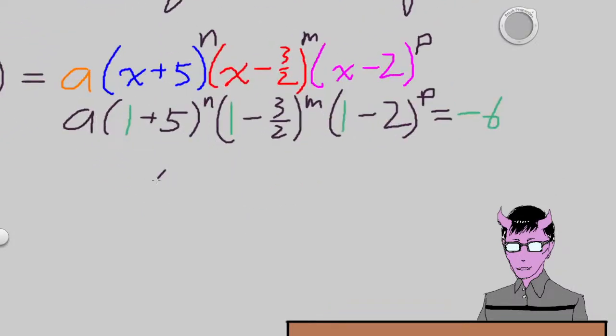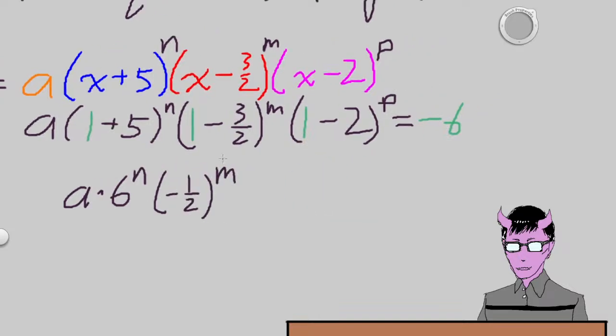So this one right here is going to be 6 to the power of n. Again, we don't know if this is even or odd. This right here is going to be -1/2 to the power of m. So that one, again, it's not very clear. This one is going to be -1 to the power of p.